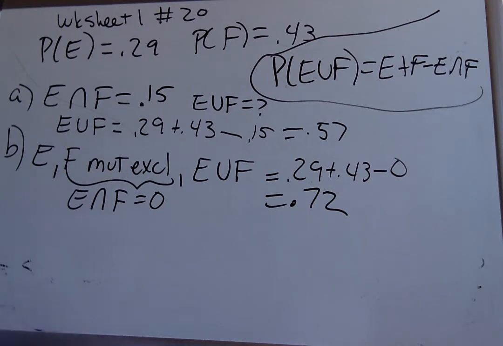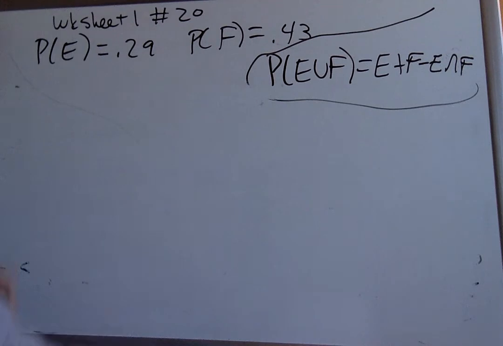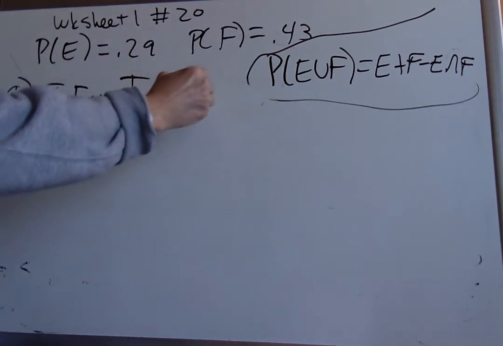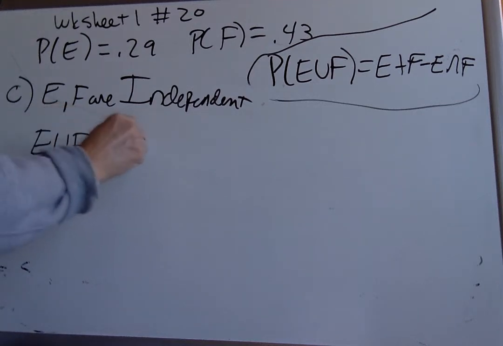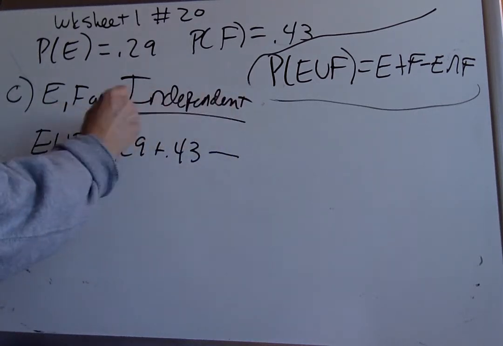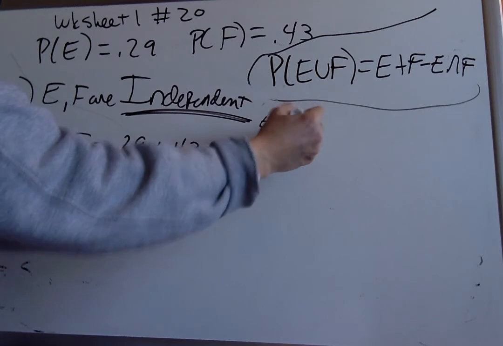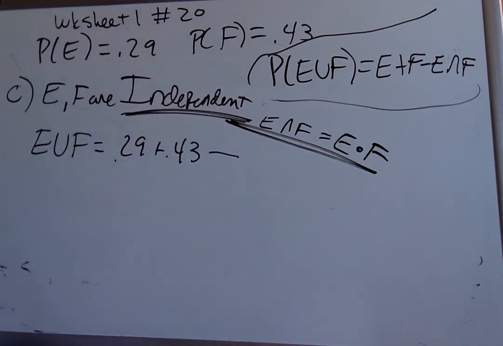I feel like I'm going to run out of room. Let me erase. Part C is getting you to practice another vocabulary word. It says E and F are independent. So it wants to know what E or F, E union F, is. Well, it's E plus F minus E and F. Remember, if it's independent, that's the multiplication rule. It tells you that E and F is E times F. So that's where they were going with this part.